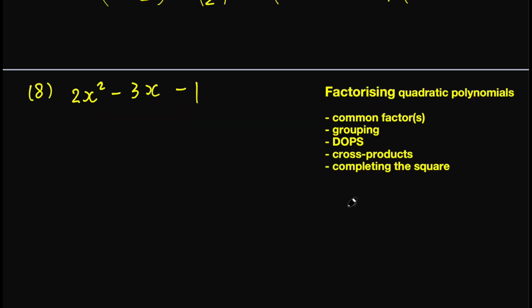Then for number 8, similarly, common factors? No. Grouping? Not straightforward. Dots? No. Cross products? Let's try. So x to x. Now we have 1, 1, but 1 should be negative. No, it's not, because we can't get the middle term. Then cross this one out, and let's try completing the square.